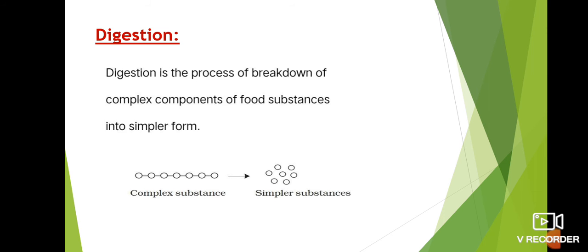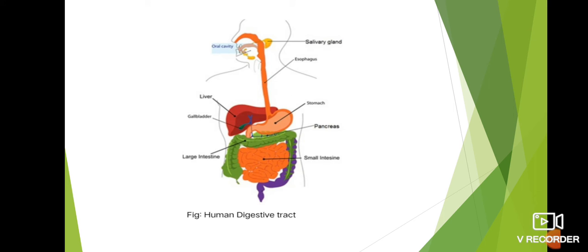Then what do you mean by digestion? This is the process of breakdown of complex components of substances into a simpler form. The components of food, such as carbohydrates, are complex substances, and these complex substances cannot be utilized as such. So they are broken down into simpler substances, and this process is called digestion. This is the figure of the human digestive tract.